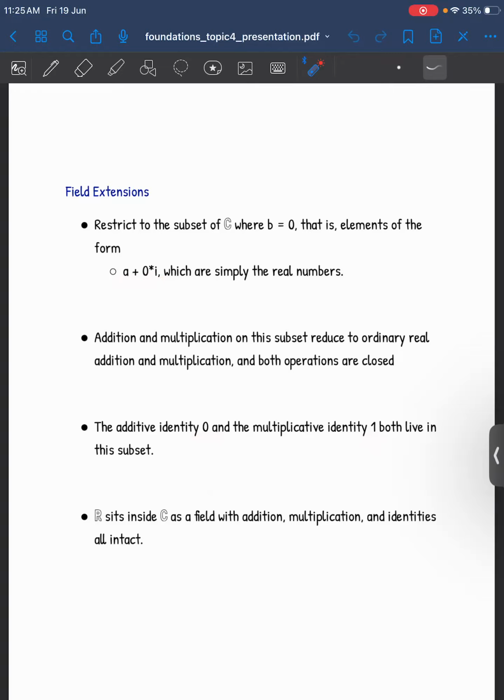So the most important observation for us is that the set of real numbers is a subset of the set of complex numbers. That is, it sits inside this set C. And if you restrict the addition and multiplication operations to the set of real numbers, they stay within that subset, and its identities, the multiplicative identity and the additive identity, are also intact. So in particular, the real numbers sit inside C as a field, with addition, multiplication, and identities all intact.